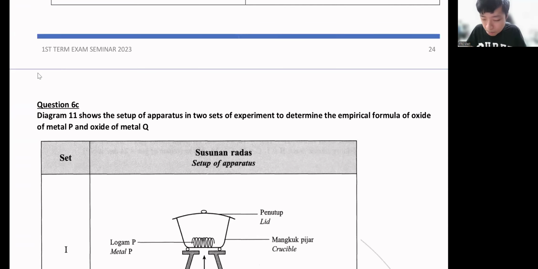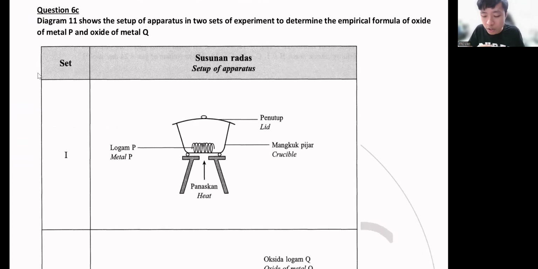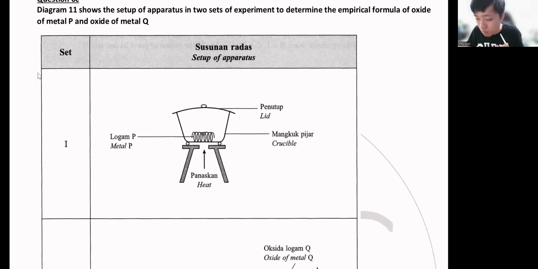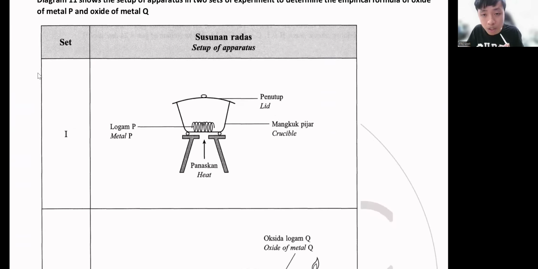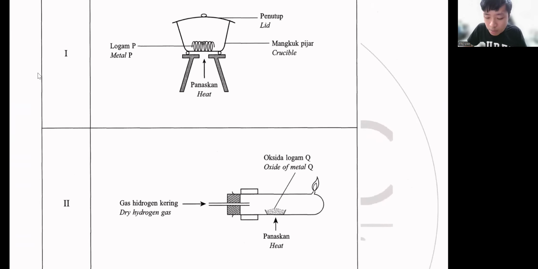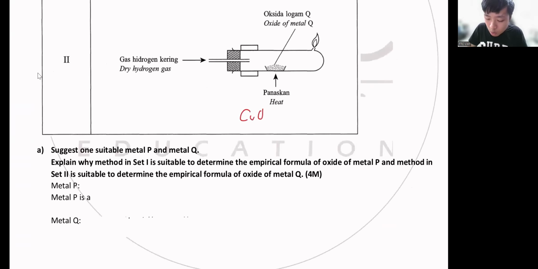Okay, so page 25. Diagram 11 shows the set of apparatus in two experiments to determine the empirical formula of oxide of metal P and metal oxide Q. So the first one is the Mg plus oxygen one. The second one is CuO plus H2 one. So suggest one metal. For metal P can be magnesium, aluminum, or zinc. In essence, just write one.